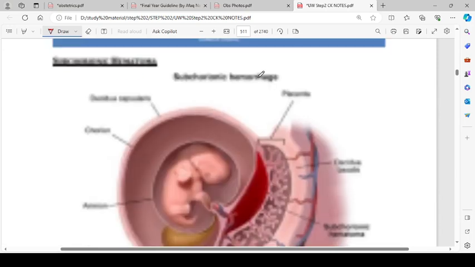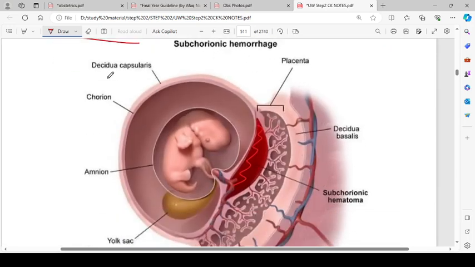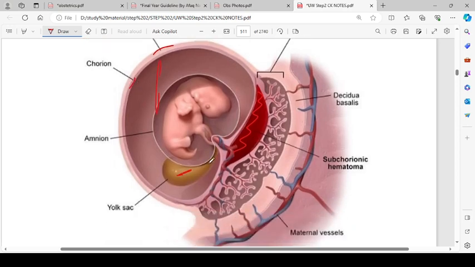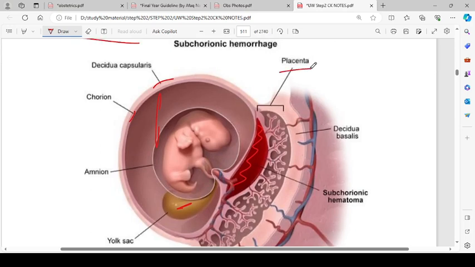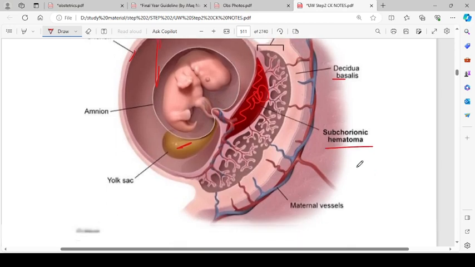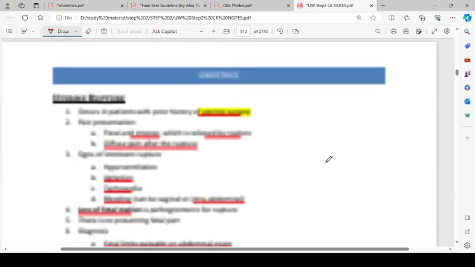So here you can see that this is decidua capsularis, then we have the chorion, then amnion is over here. Here we have the yolk sac. This is the placenta, and this is subchorionic hematoma. Decidua vasalis, subchorionic hematoma, and maternal vessels.